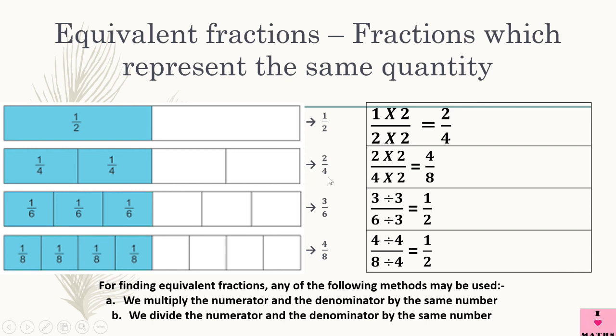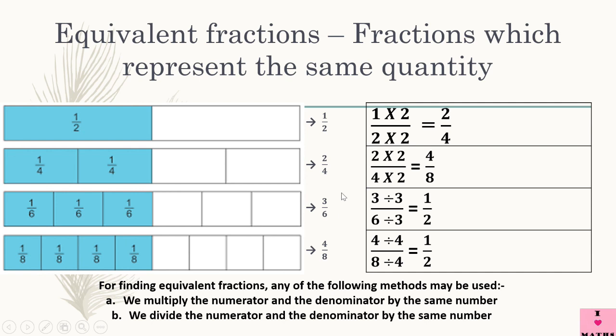Same way, 2 upon 4 I have multiplied by 2. So 2 2s are 4, 4 2s are 8. I have got 4 upon 8, and here we have 4 upon 8. So 2 upon 4 is also equal to 4 upon 8. We can see it here. All these parts are equal. The shaded portions are equal.